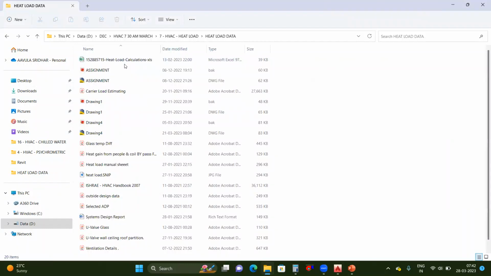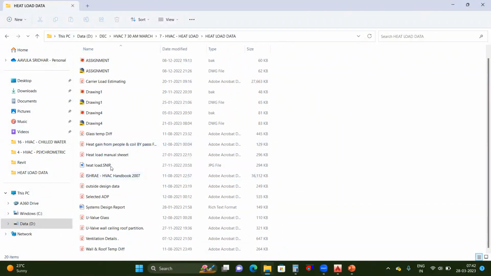ASHRAE also the same data will be available, and in the Carrier handbook also the same data is available. The Carrier handbook I already uploaded in the drive. In the material folder you can see the Carrier handbook. All these details are also available in the Carrier handbook. So go through this. For my convenience I am using this ISHRAE handbook.